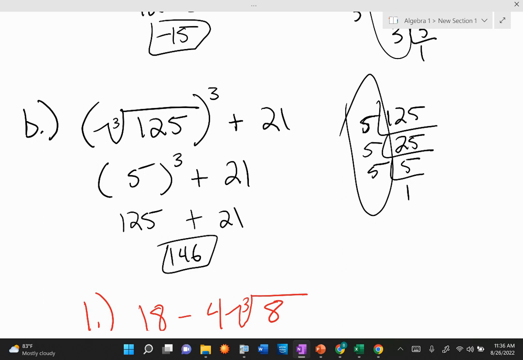Who would like to see the quicker way? There's a quicker way. I already told you. I'm going to show you the longer way, and then I'll show you the cheat code. I would like to see the cheat code.